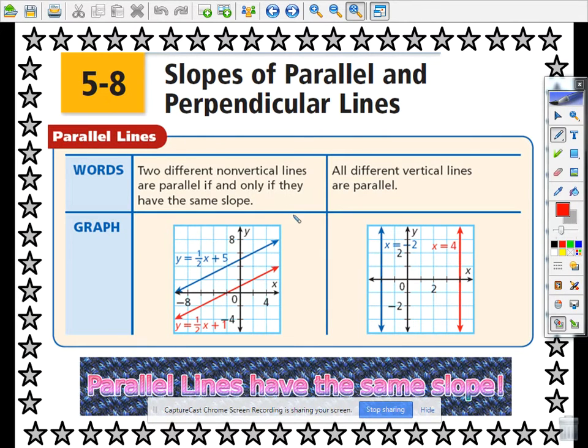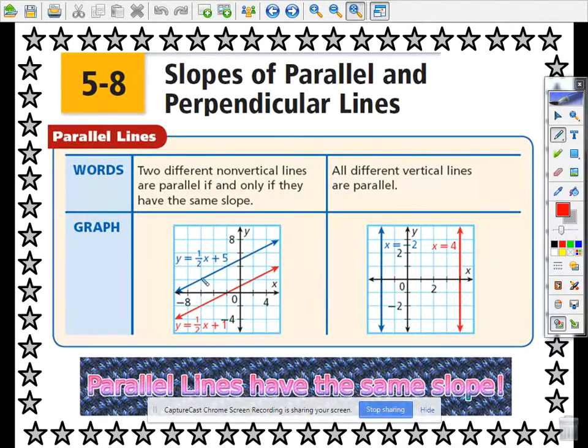Today I want to take a look at the slopes of the lines we've been looking at and specifically look at parallel and perpendicular lines. So if you look here, these two lines are parallel. They will never touch no matter how far they go on and on.